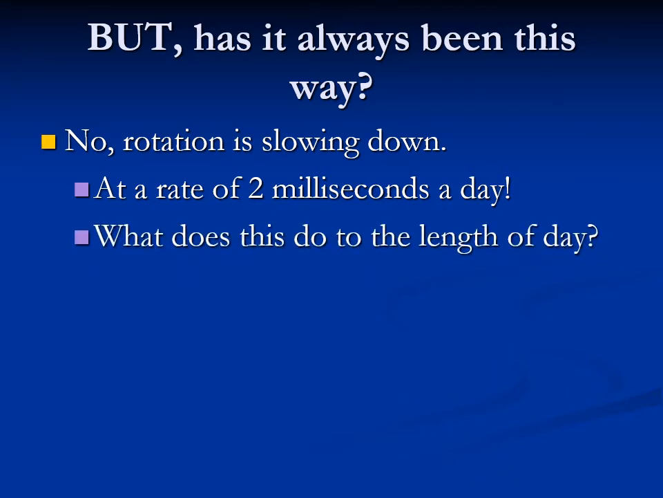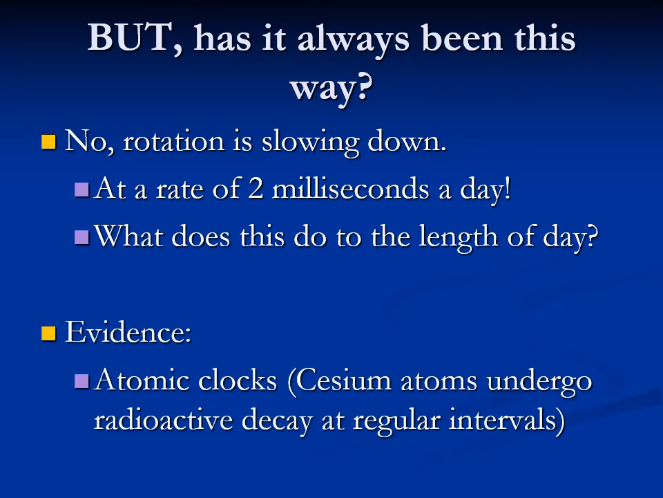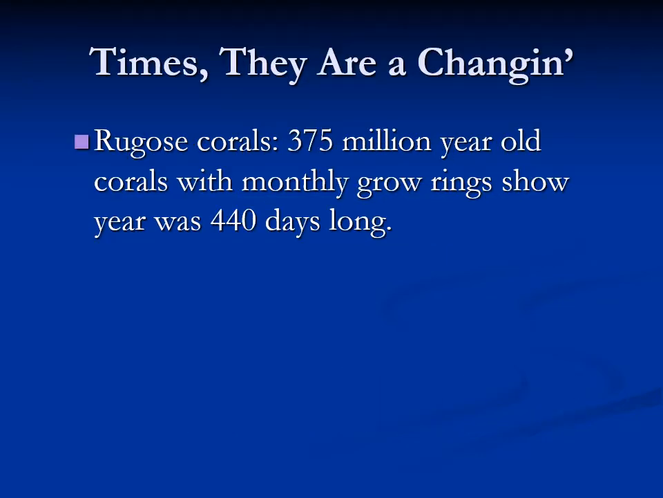So, what is that doing to the length of a day? Well, it's making it longer. It's making our days longer as rotation slows down. So what's the evidence? Well, we have atomic clocks on the Earth, and cesium atoms undergo radioactive decay at very regular intervals. So the radioactive decay isn't changing, but the rotation of the Earth definitely is. There is also evidence in something called rugose corals.